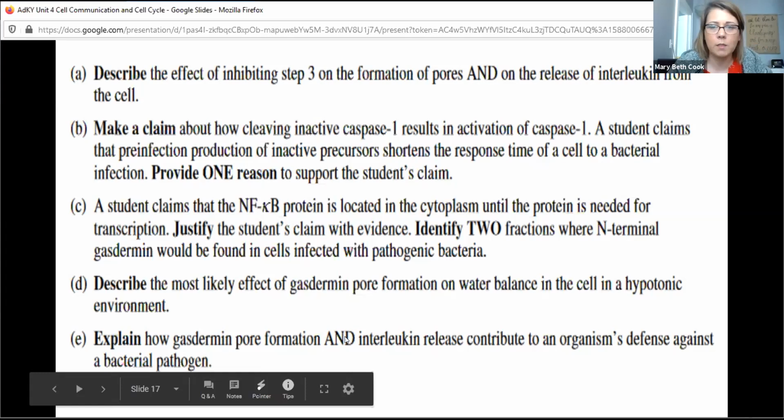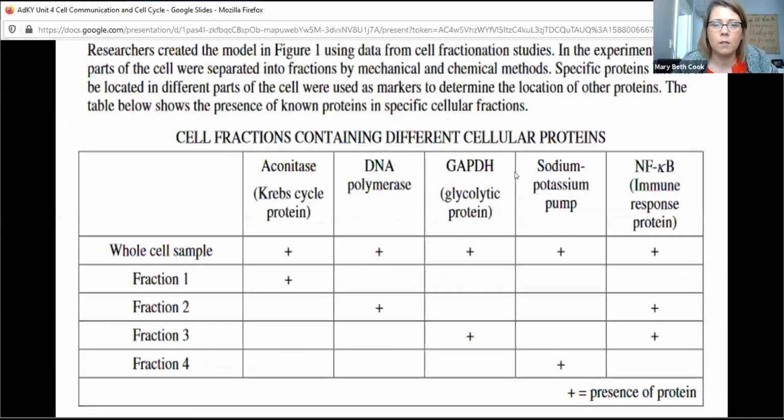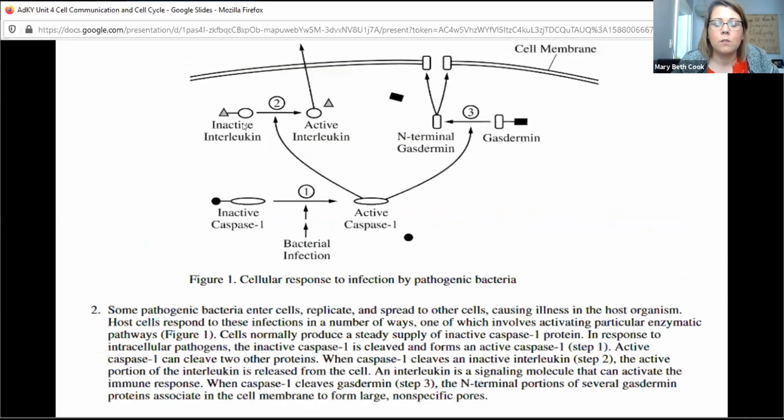So a student is claiming that pre-infection production of inactive precursors shortens the response time to this bacterial infection. So I'll go back so you can see that. So the student is saying that by having these inactive proteins already in the cell prior to being infected, that's going to shorten the time it takes your cells to respond. So can you support that claim? So again, I'll have you go to chat if you haven't already, a sentence maximum.